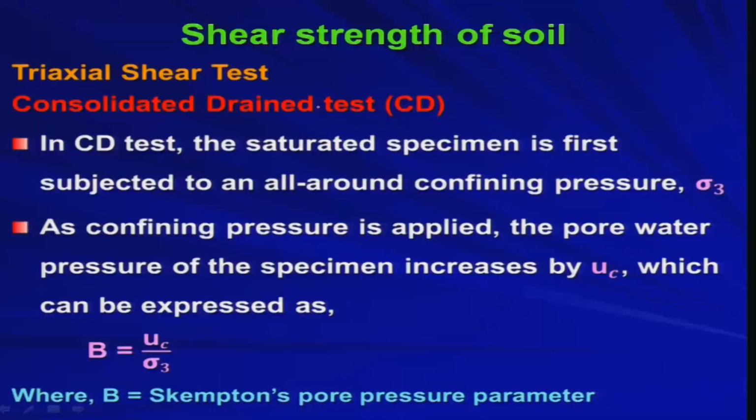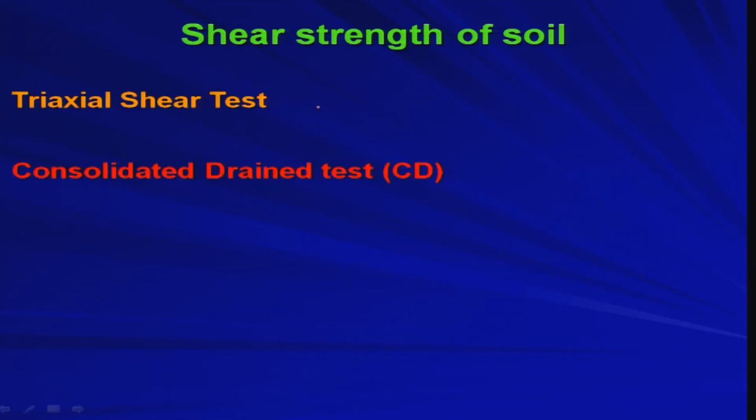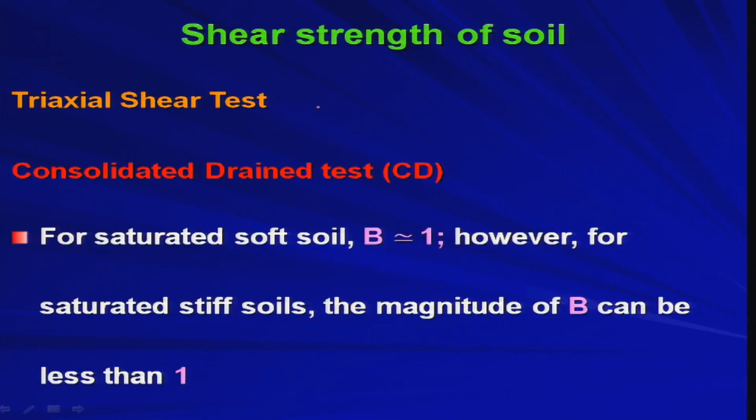Now, which can be expressed as B equal to delta u c by sigma 3, where B is nothing but the Skempton's pore pressure parameter, right. So, we will come to that point. Basically, for saturated soft soil, B is approximately equal to 1. Why B is approximately equal to 1? Because you are not allowing the drainage, right. So, you are stopping the drainage.